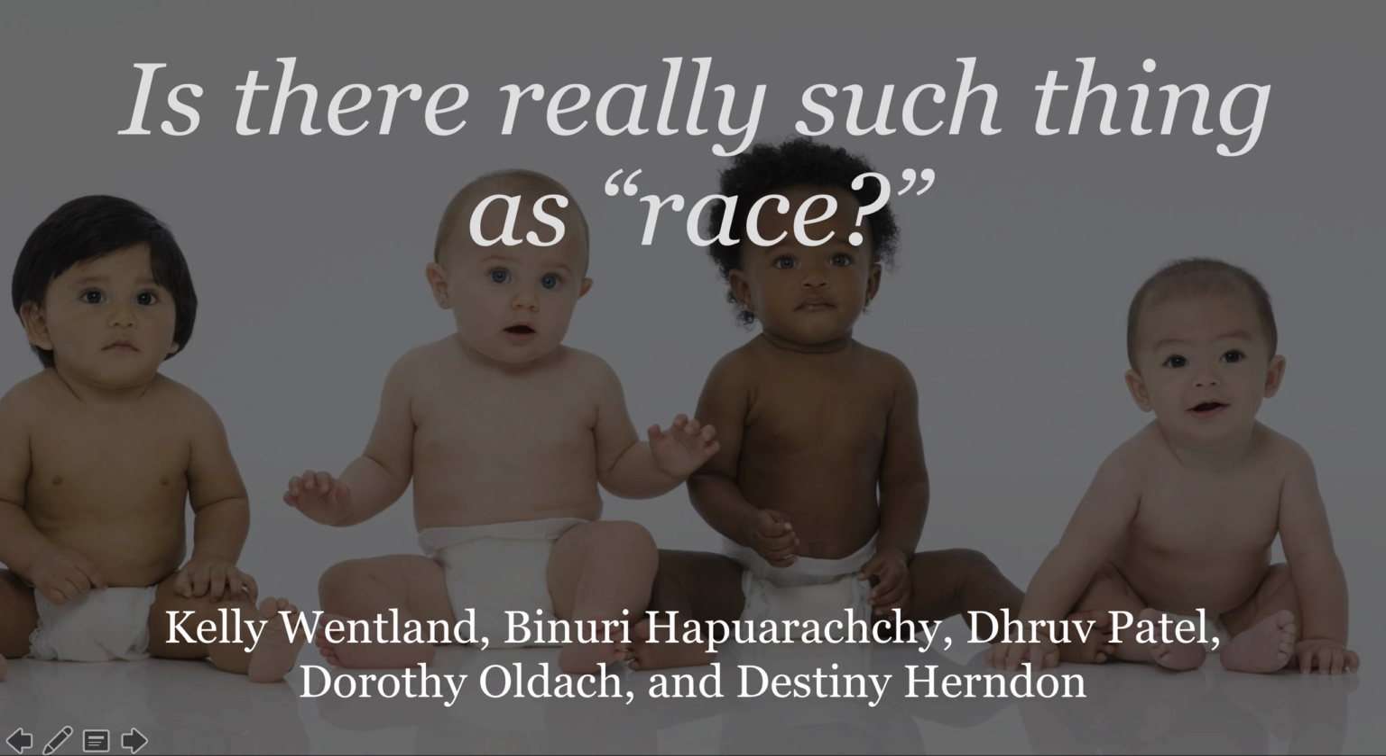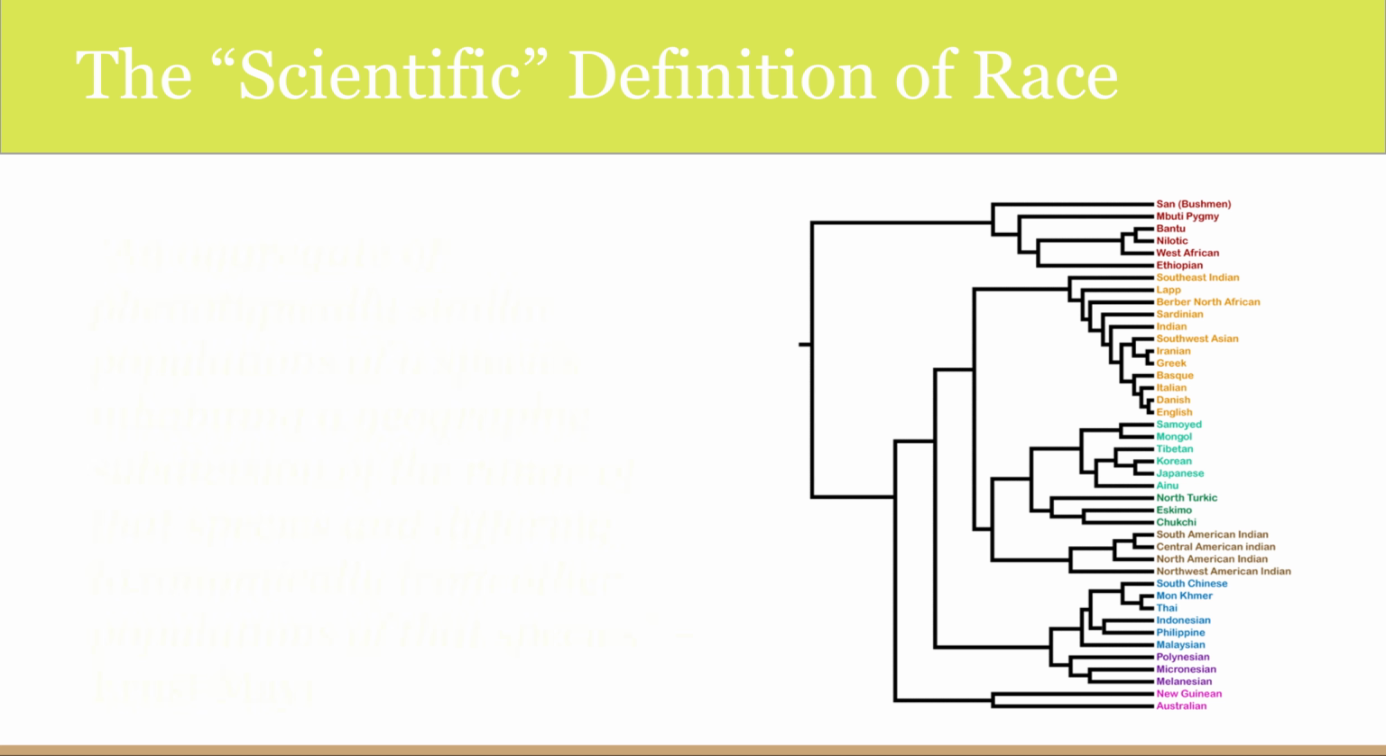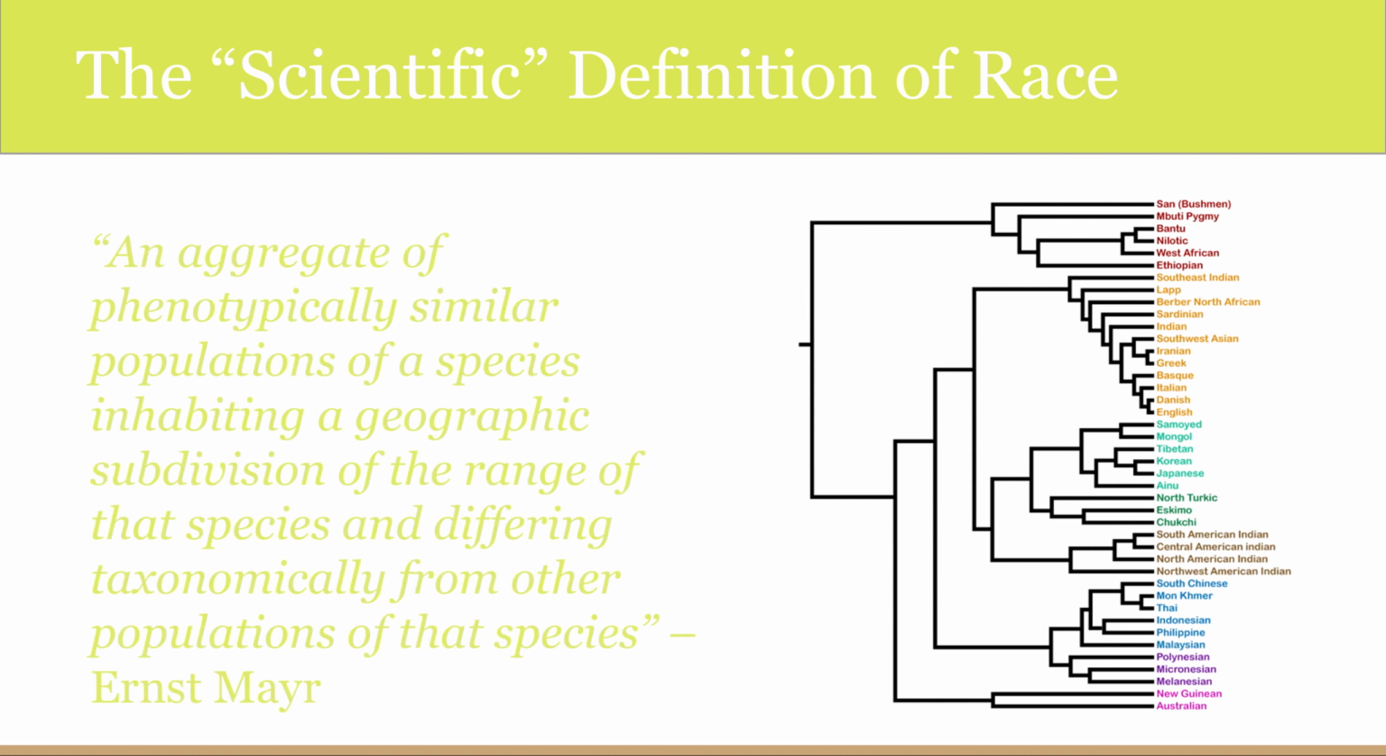Today we pose the question whether there is such a thing as race. What does race really mean, and does it exist? According to Ernst Mayr, what is characteristic of a geographic race is that it is restricted to a geographic location and it is part of a larger subspecies.